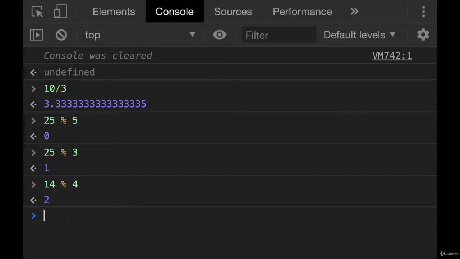It will come back later. We sometimes use it to determine if a number is even or odd. If a number is cleanly divisible by 2, then it is even.